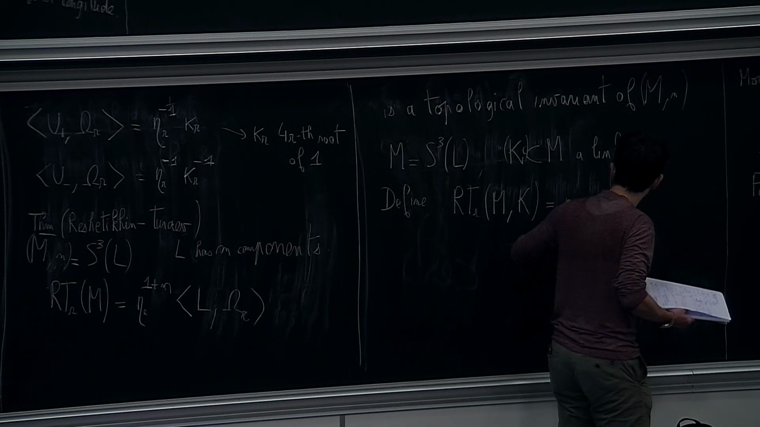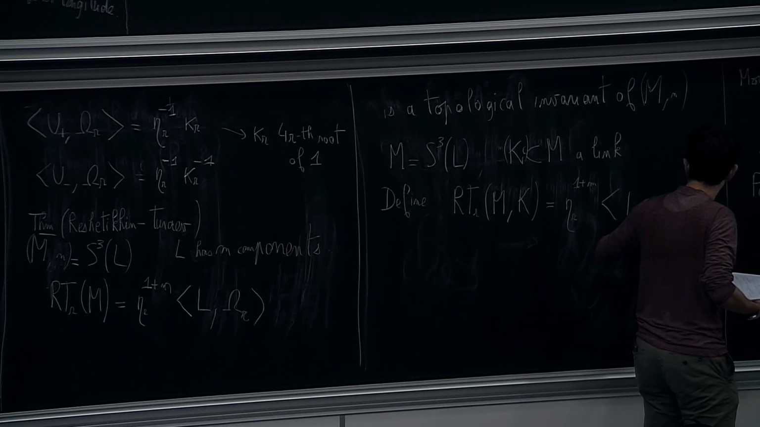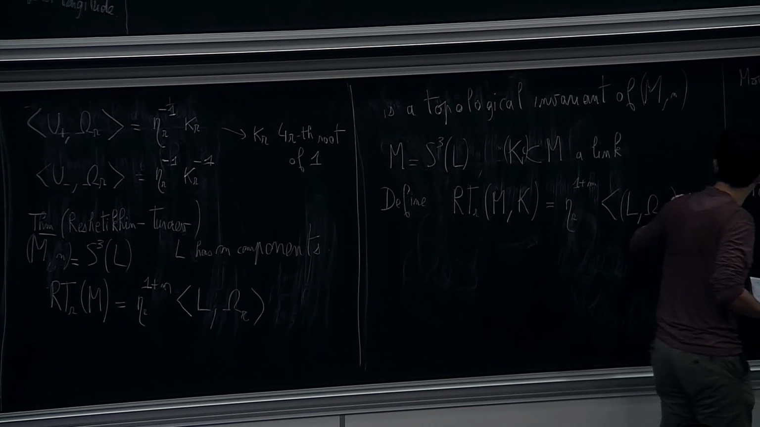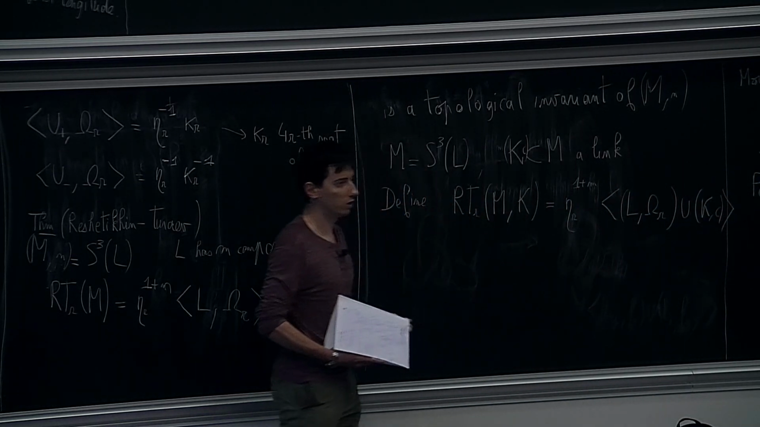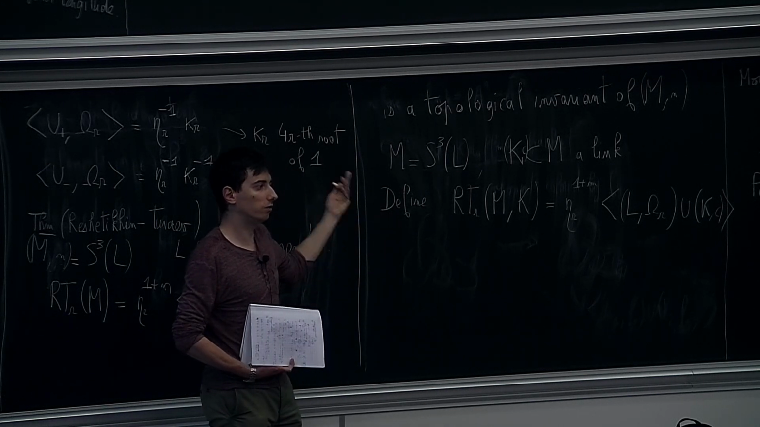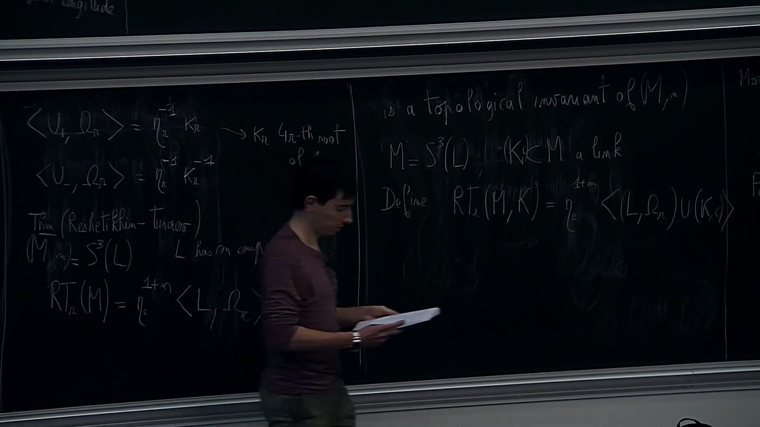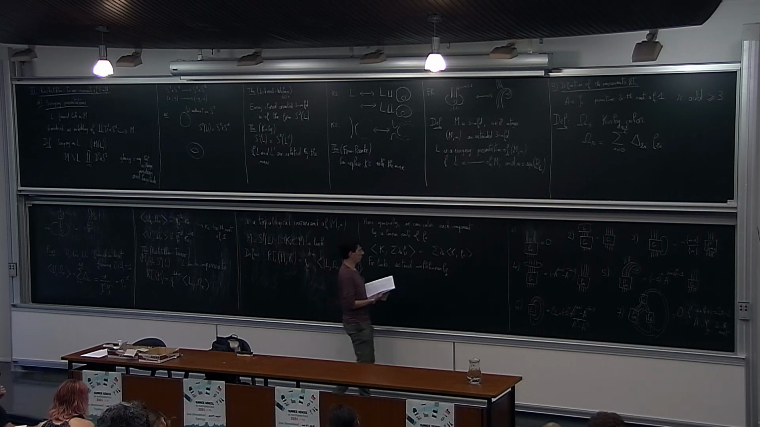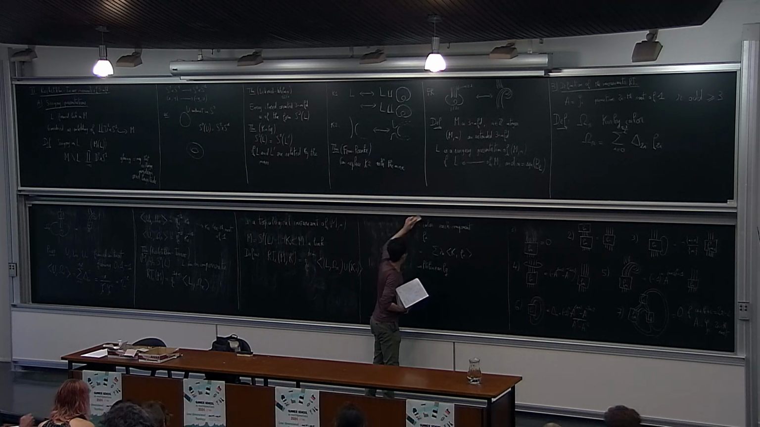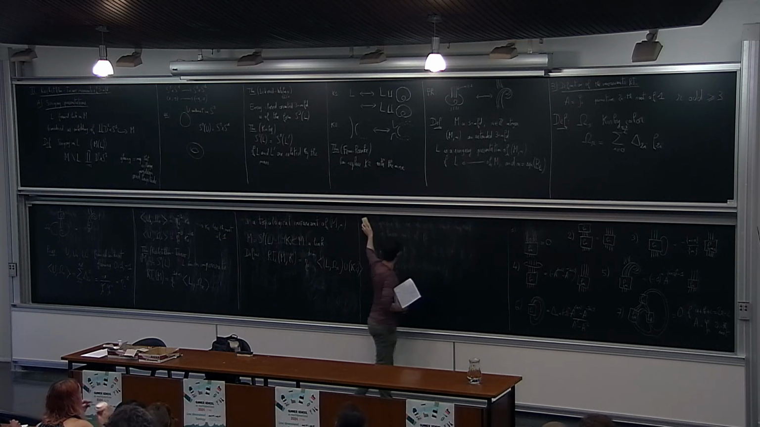Well, I will define it in the same way, eta r to the 1 plus N. And I take L colored by omega r and union K colored by C. And I take the colored Kauffman bracket. So I can define not only an invariant of three-manifolds, but also of colored framed links in a three-manifold. Okay, so we now have this invariant.